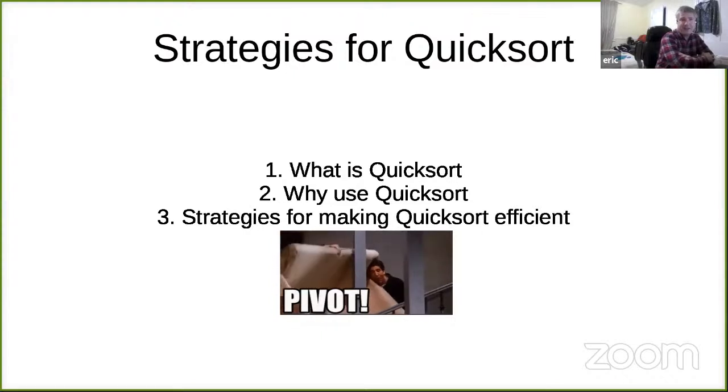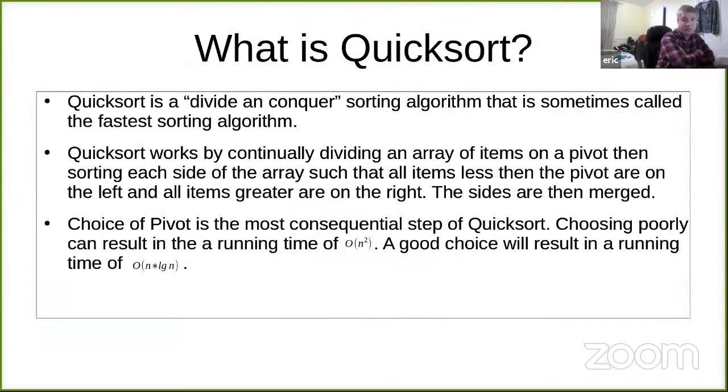But it's not really a Python specific thing. Of course, you could do it in any programming language, including Python. But in any case, quicksort.